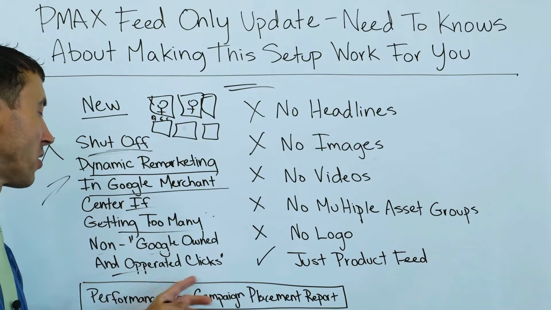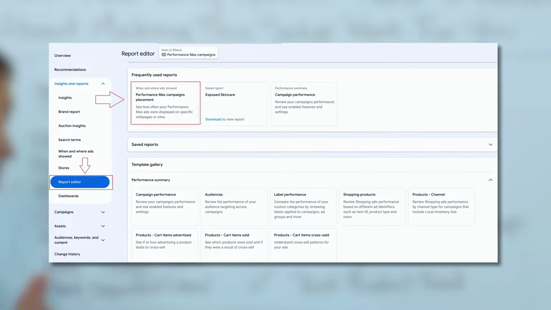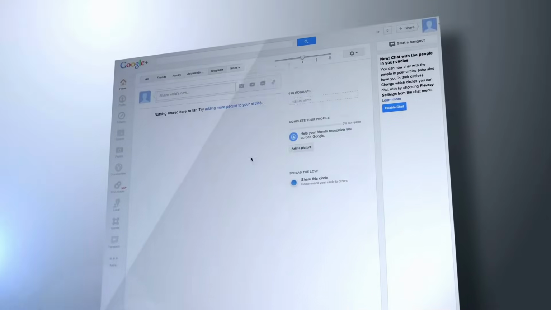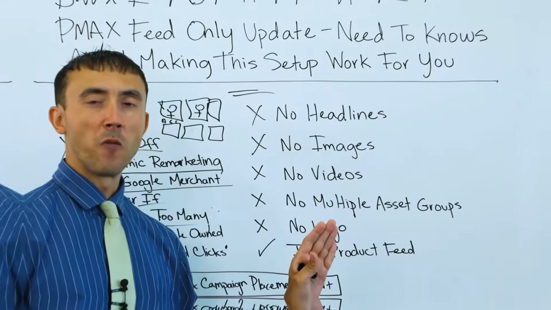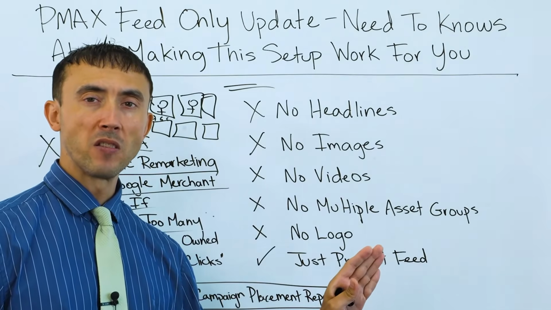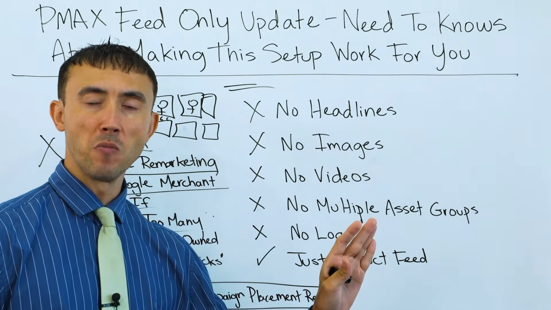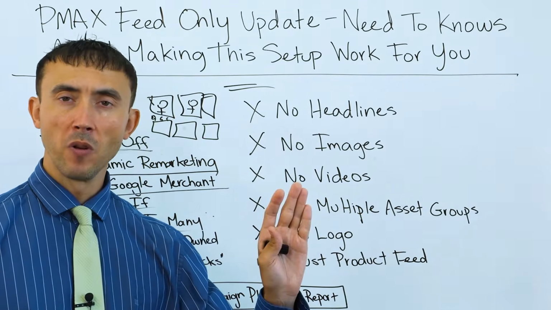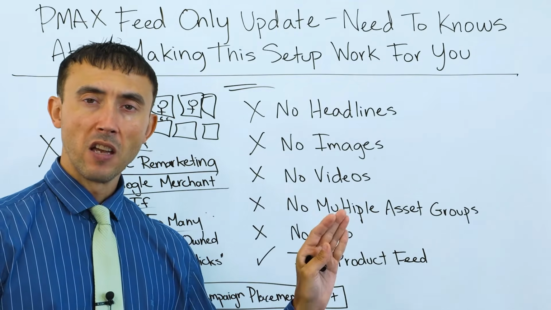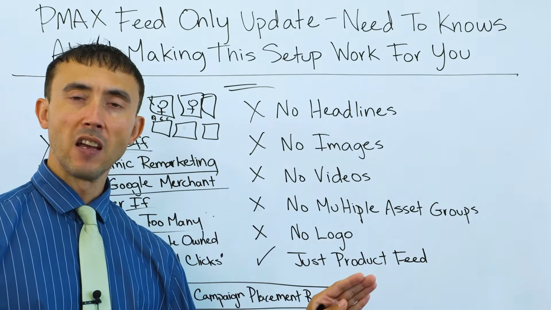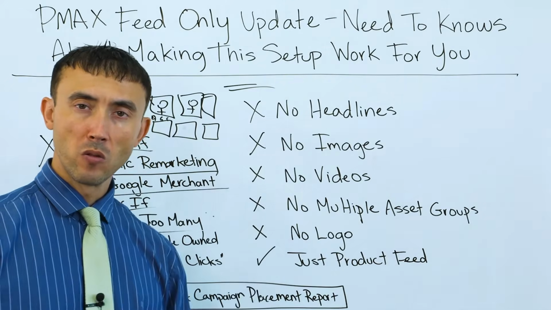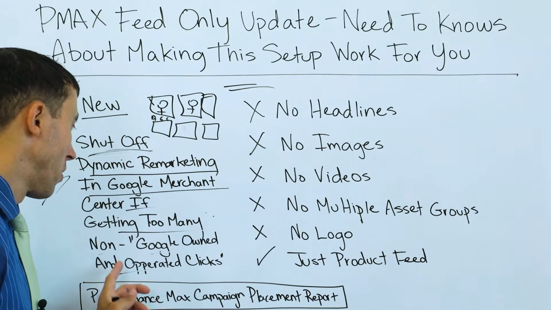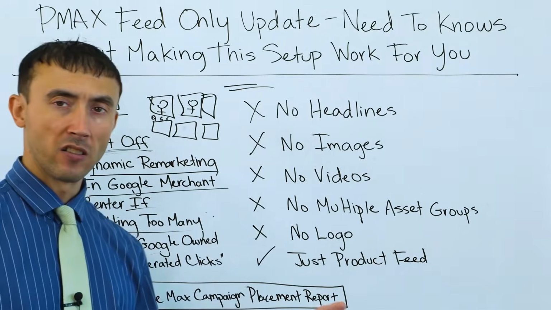and operated clicks when you view the Performance Max Campaign Placement Report that tells you what websites your ad shows up on. If we're talking about Google placements, technically they're going to include YouTube in that. But if it's not google.com or YouTube or Gmail, it's going to list it as another website, and they group Gmail, YouTube, and google.com placements all in as quote unquote Google owned and operated clicks.